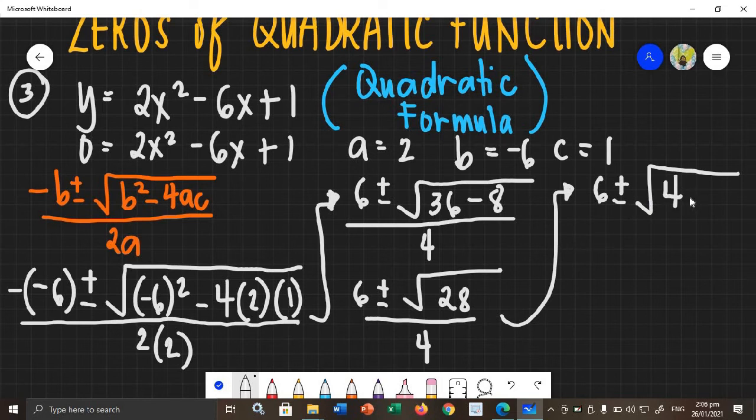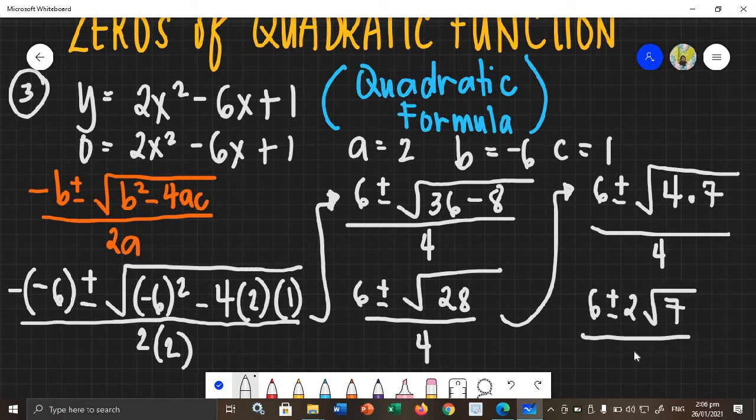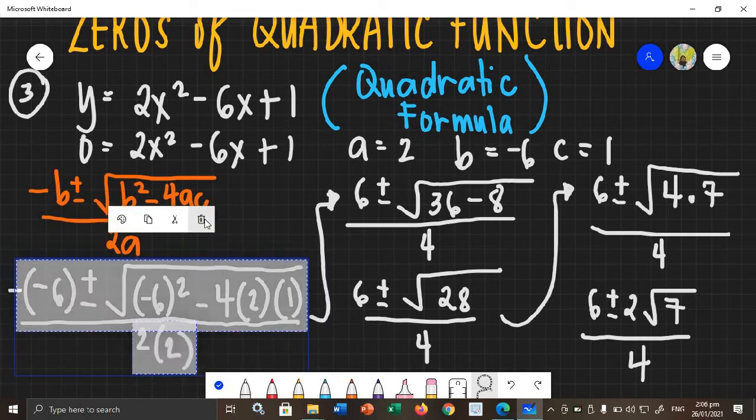No? So, i-factor natin sa 28, 4 times 7 is equal to 28. Diba? So, kinuha natin si 4 kasi 4 is a perfect square number. So, over 4. And then we have 6. Positive, negative, square root ni 4 is 2. So, may iwan si 7 sa loob ng square root over 4. Now, here, so, burahin ko lang to.